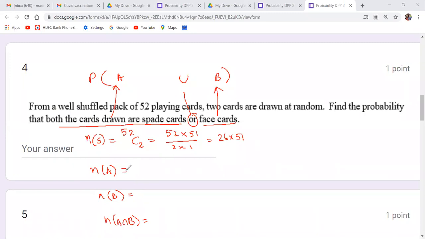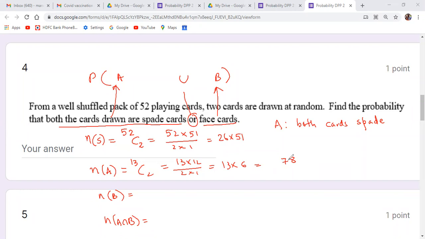Now, Austin, tell me. A stands for? Cards drawn as spade cards. Both are spade, not just one. Both cards are spade. So both means how many are there? 2. So how many ways can you select two spade cards? 13C2, which is 13 into 6.